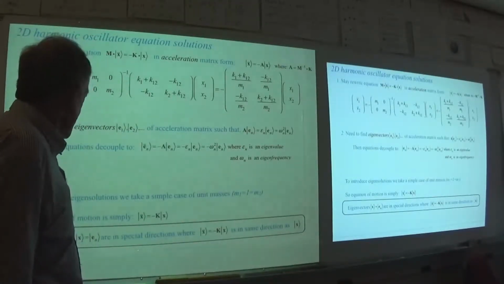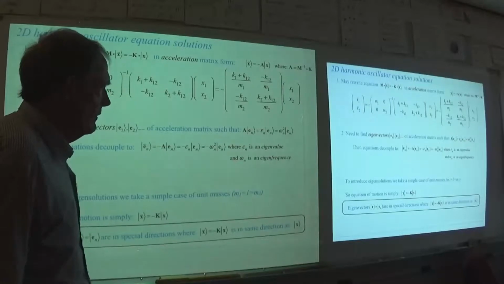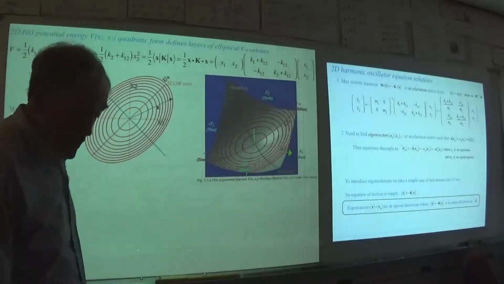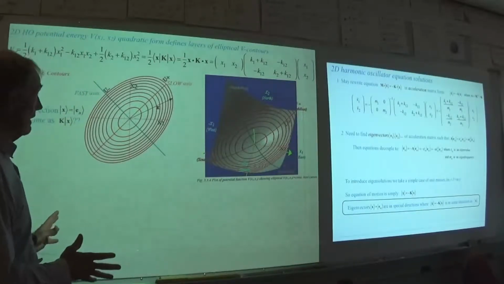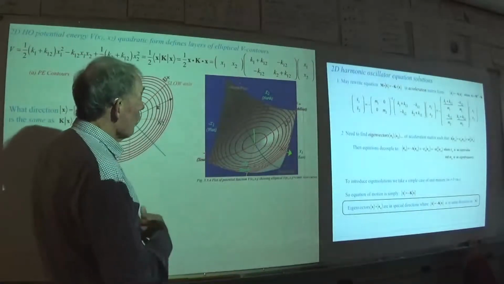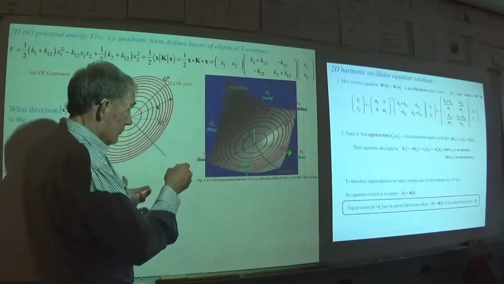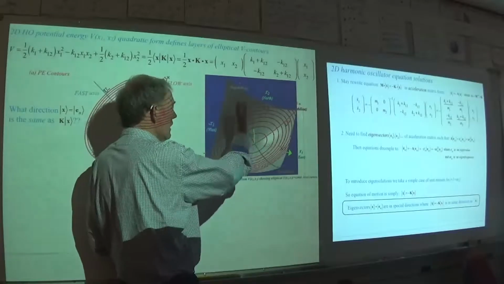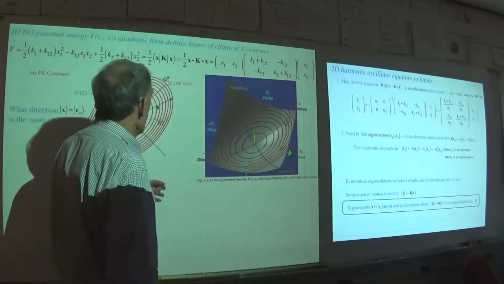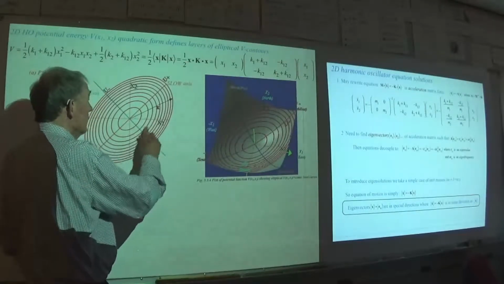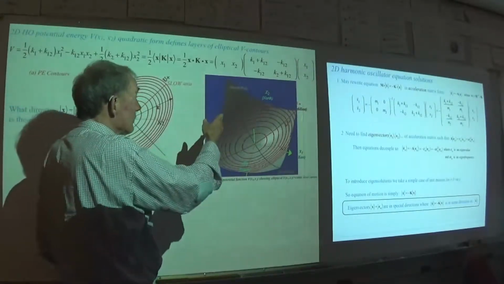Okay, let's see if there's anything else I need to say about that. I think not. Anyway, there's a graphical way to see what's going on here, particularly if we can ignore the situation of non-symmetry by making the masses equal. Then I can have a nice plot of the potential energy as a function of x1 and x2, and this is what it comes out to be.